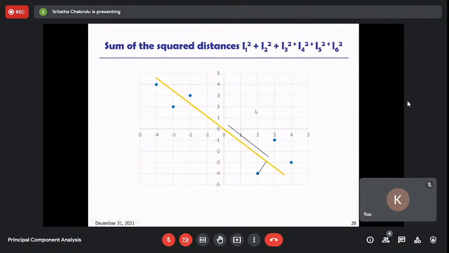So these are the distances, d1 square plus d2 square. These distances d1 square and d2 square are the distances from the origin to the projected point. d1 square represents the distance from this to this. We have to maximize this distance. Maximizing this distance is equal to minimizing the other distance, because it is once again a right angle triangle. So maximizing this distance is equal to minimizing that distance.